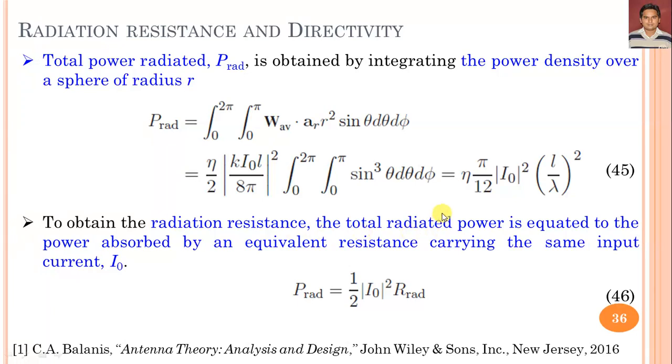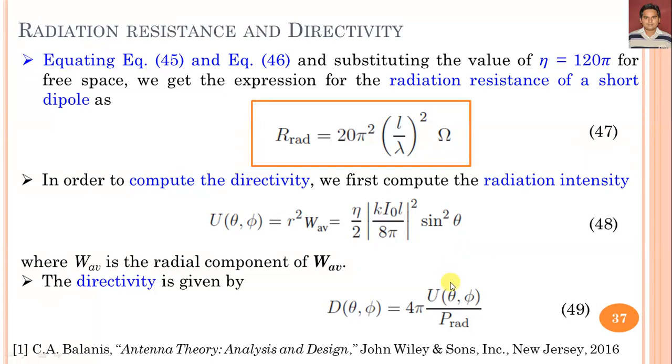To obtain the radiation resistance, the total radiated power is equated to the power absorbed by an equivalent resistance carrying the same input current I_0, and P_radiated is equal to 1 by 2 I_0 square into R_radiated. So we can equate equations 45 and 46, and putting the value of eta equal to 120 pi for free space, we get the expression for the radiation resistance of the short dipole, which is equal to R_radiation 20 pi square (L by lambda) square. So here you can see the radiation resistance of a small dipole antenna is reduced as compared to the infinitesimal dipole. In the infinitesimal dipole it is 80 pi square (L by lambda) whole square, but here it is 20 pi square (L by lambda) whole square.